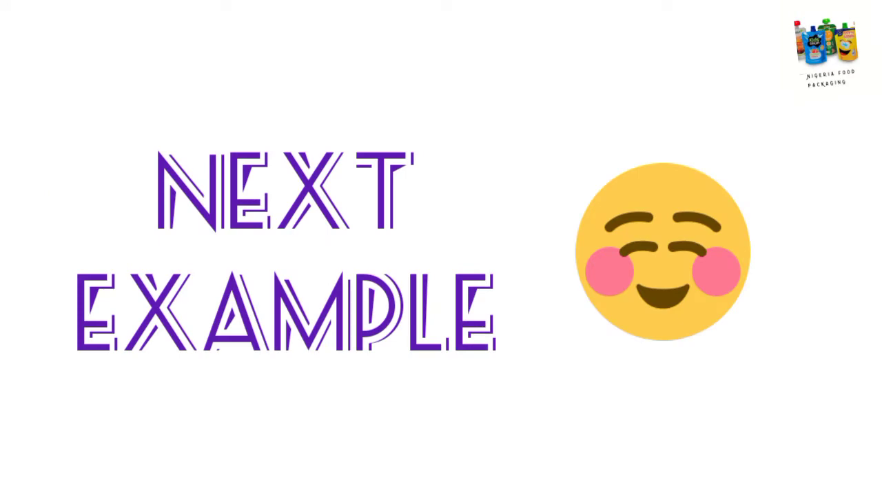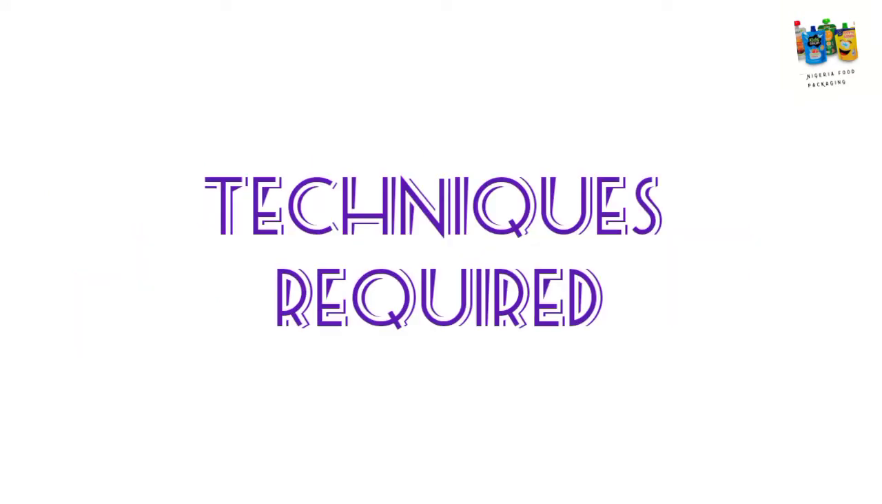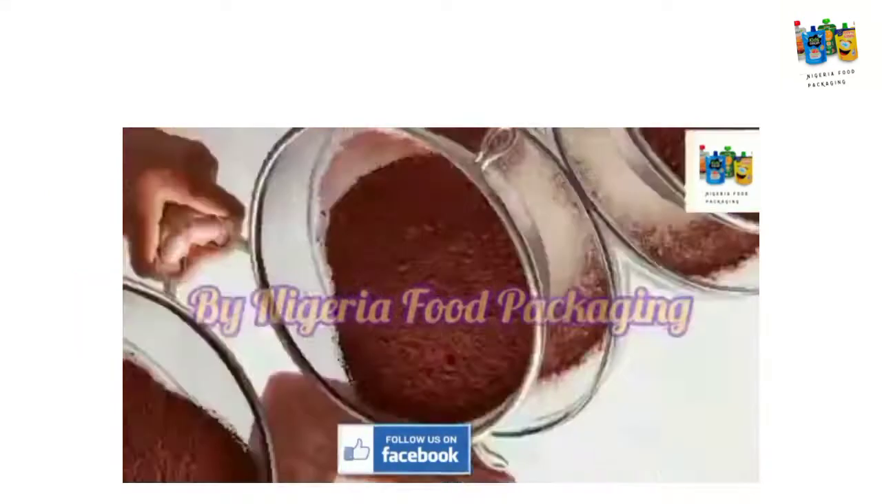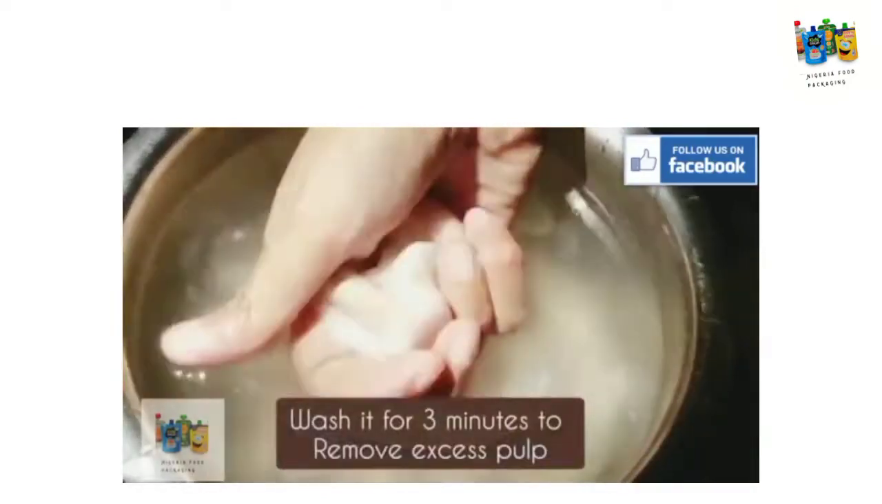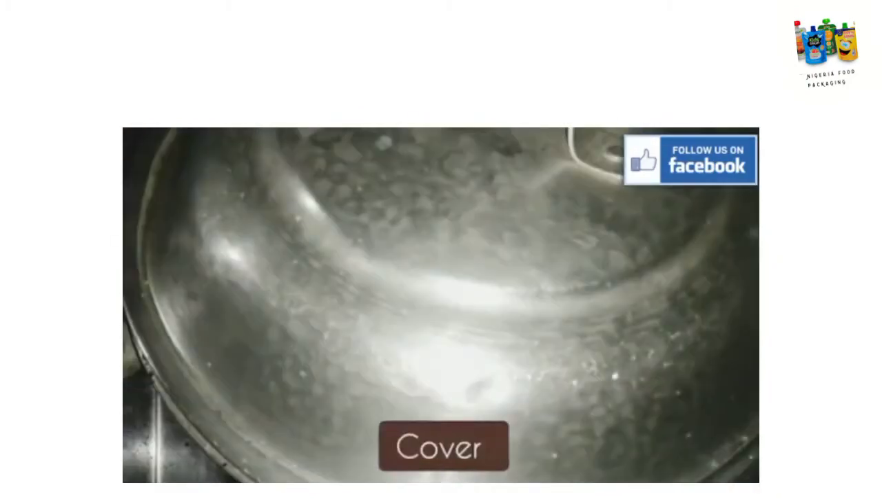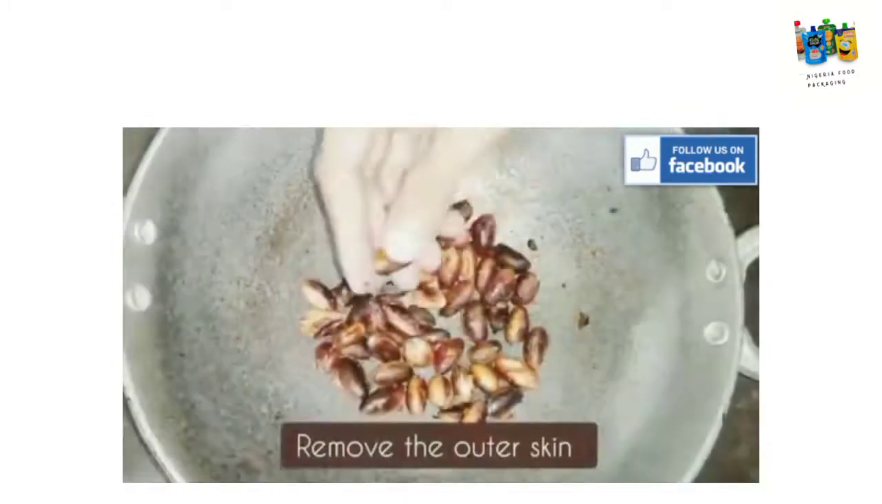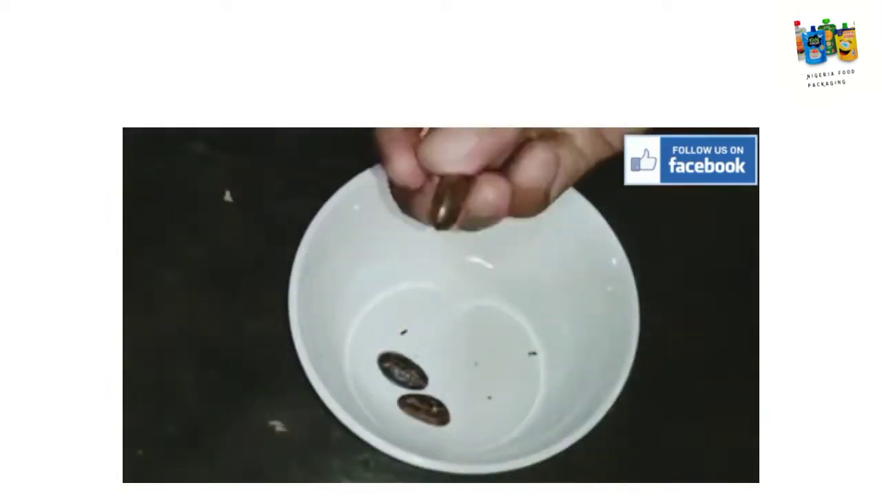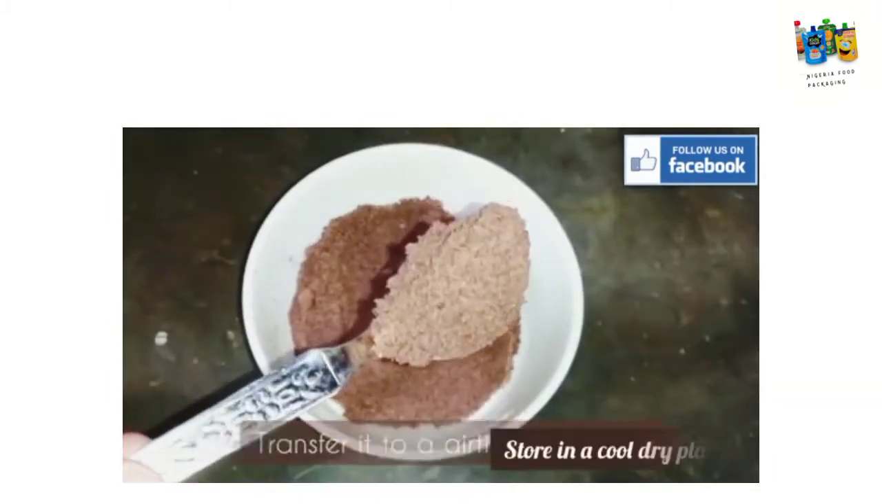Next example, say I want to make cocoa powder. Techniques required: one, separation or removal of the cocoa seed from the cocoa; heating, frying of the cocoa seed in order to break the fruit from the seed, then toasting or roasting of the fruit. Lastly, grinding of the fruit to cocoa powder.